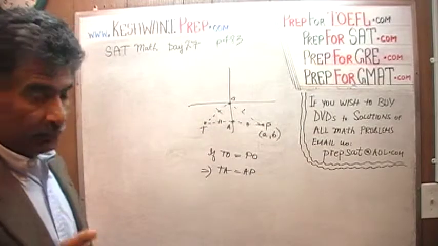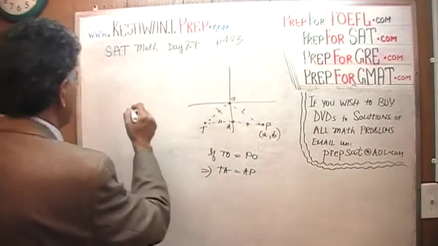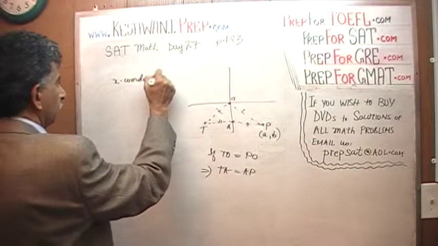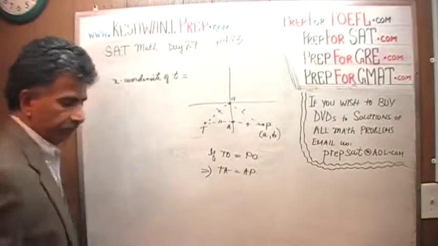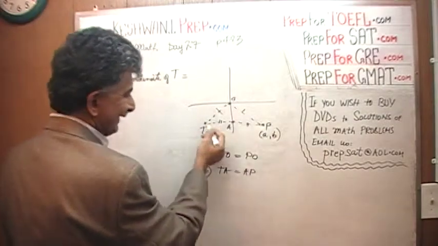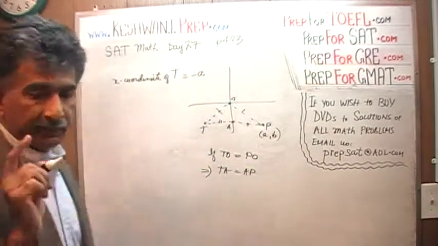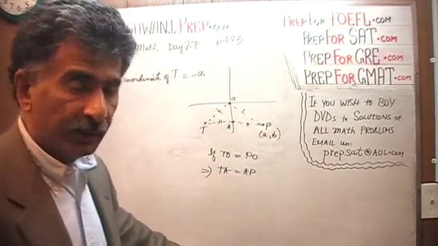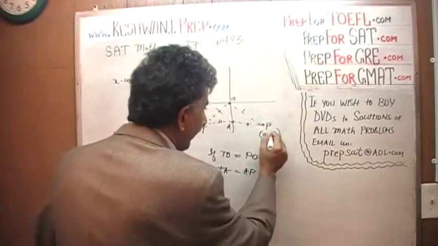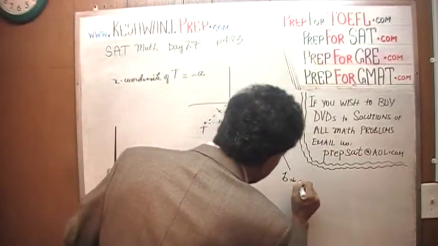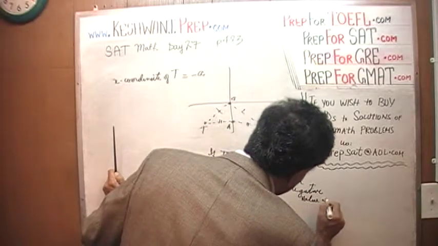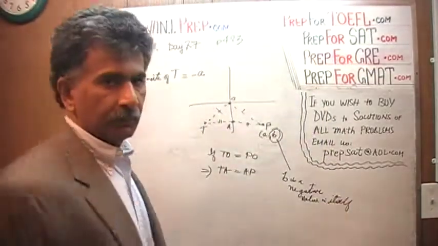Which means the x coordinate of T is simply going to be whatever this guy is, negative value. But the tricky part here is to realize that the y coordinate that is given to us for P, B, is actually a negative value in itself. B is a negative value in itself, because that's how it's given to us.